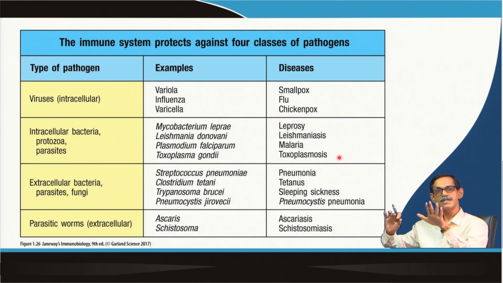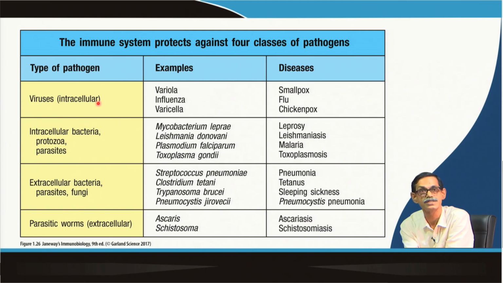We already know that there are 4 types of pathogens, right. The pathogens are like virus, which is intracellular, then intracellular bacteria or protozoa, like Listeria, which is intracellular, Mycobacterium leprae, Mycobacterium tuberculosis, they are intracellular bacteria. There are some protozoan parasites like Leishmania donovani, which causes Kala-Azar, which grows inside the macrophage. Plasmodium falciparum, you know, it grows inside the RBC.